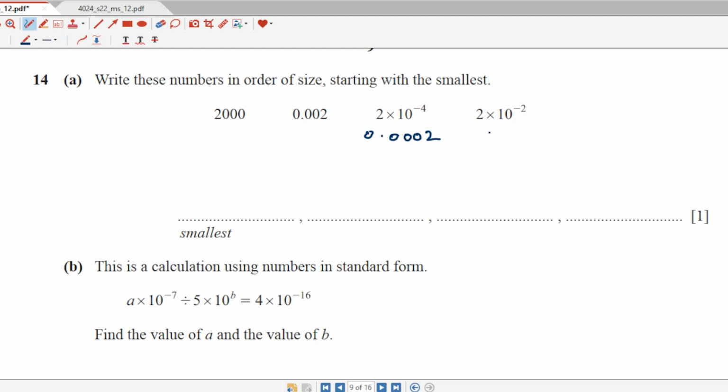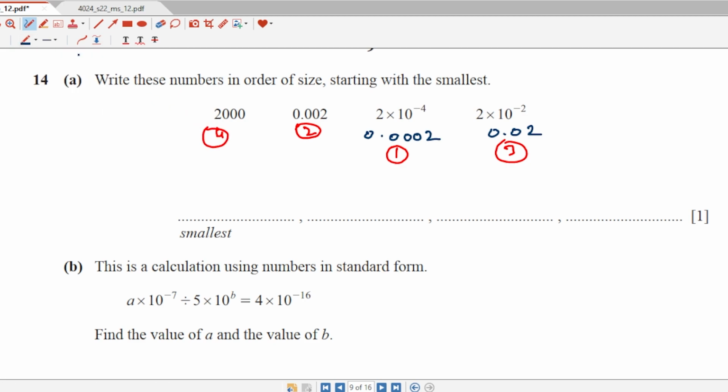2 multiplied by 10 power minus 2 is 0.02. So the smallest number in this sequence is 0.0002. Then after this number comes 0.002, this is the third number, and this one is fourth.